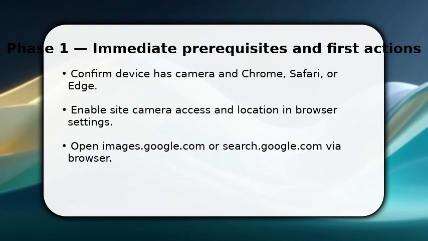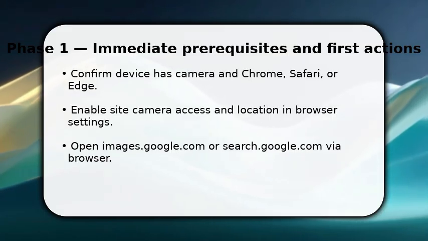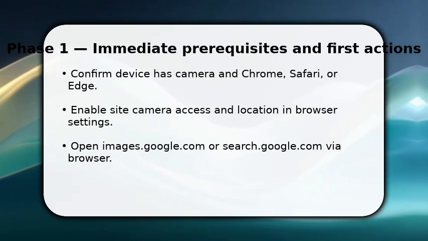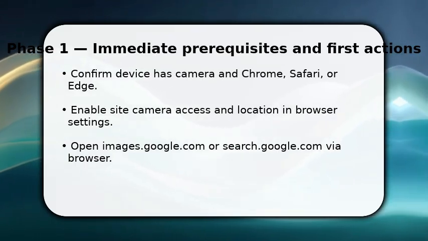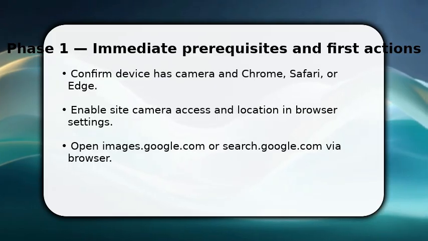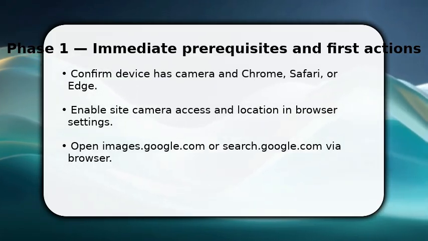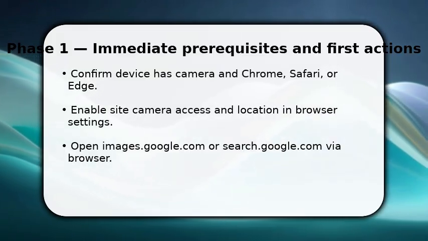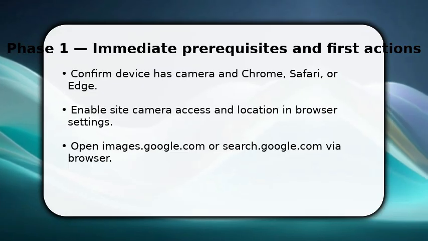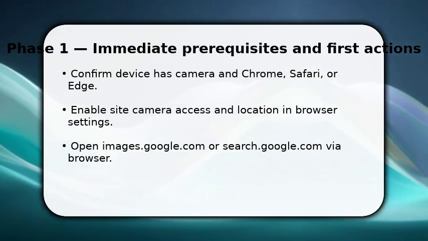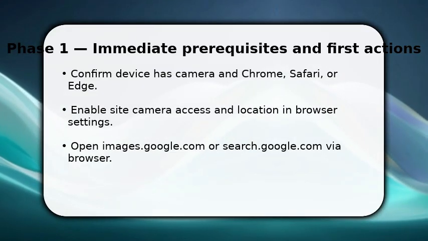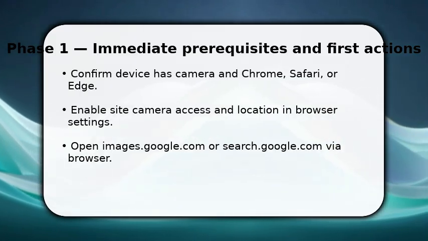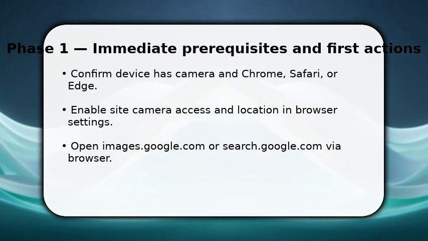You start by preparing the phone or laptop. Make sure the camera works and the browser can access it. Open Images, Google.com or the Google search page, then tap the camera icon to launch Lens in browser. This uses web permissions instead of an app. Once done, allow camera access when prompted, because Lens needs live capture to analyze objects. Make sure to use Chrome for best compatibility, but Safari or Edge also work. Allowing the camera is the single most important step to proceed.